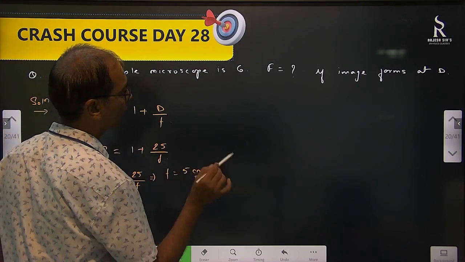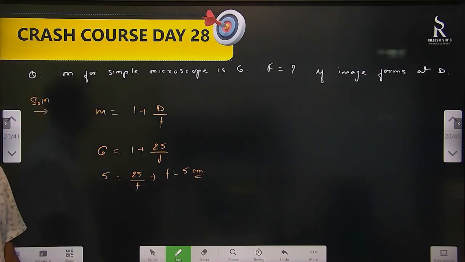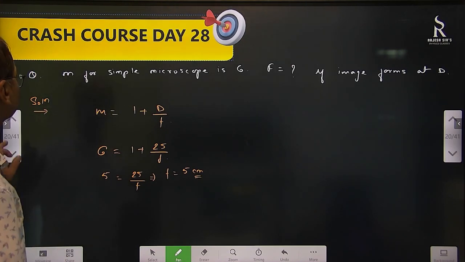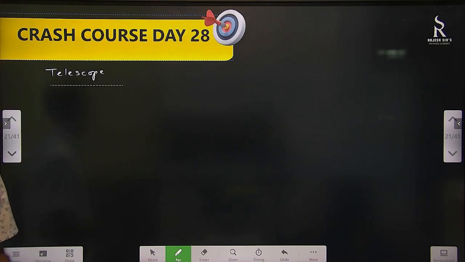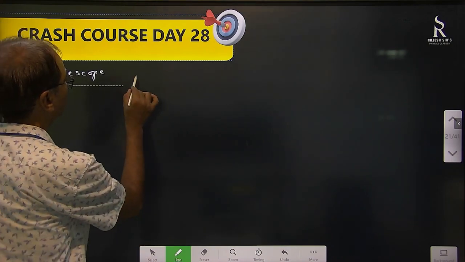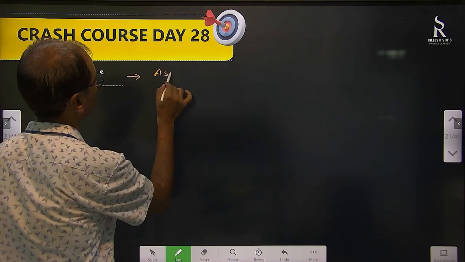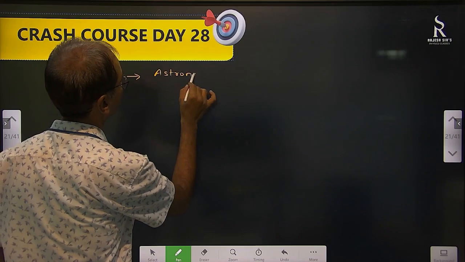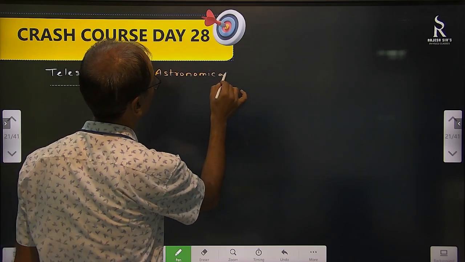Now these are the types of questions that are asked. See, it is very simple. Now then, another instrument that we have is the telescope. And which telescope are we going to talk about? We are going to talk about the astronomical telescope.